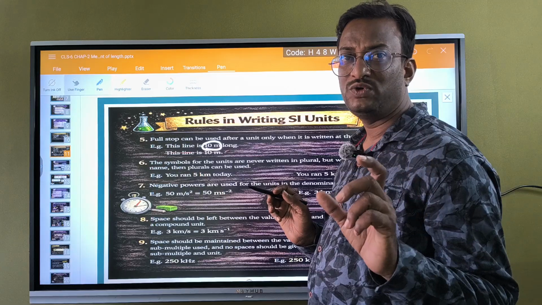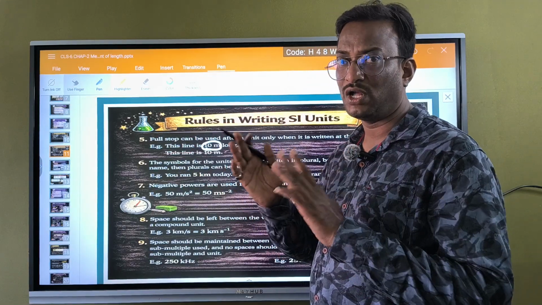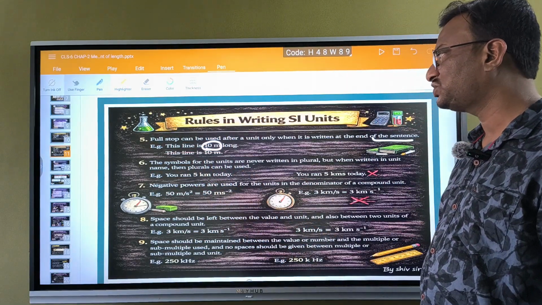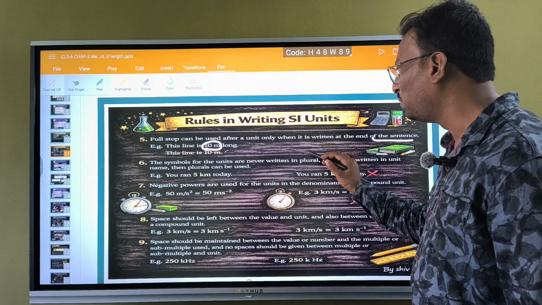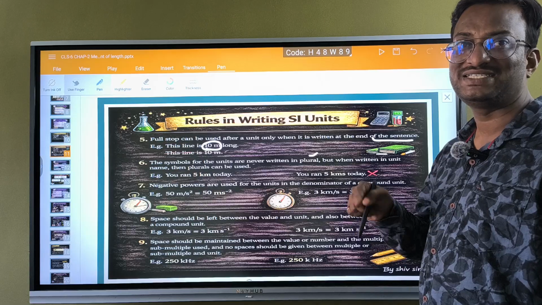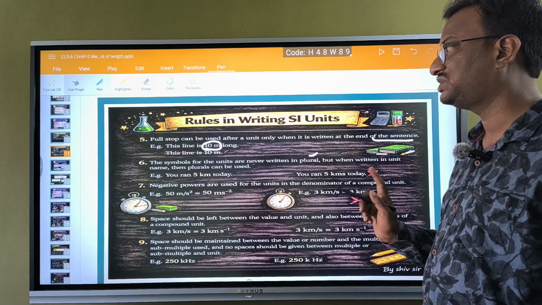If after the unit the sentence has been completed, then you can use a full stop. If the sentence is not completed, you should not use a full stop. Next one, the symbols for the units are never written in plural. Okay, you should not say "ms" for meters, or "kgs". Okay, "20 kgs" you should not say.